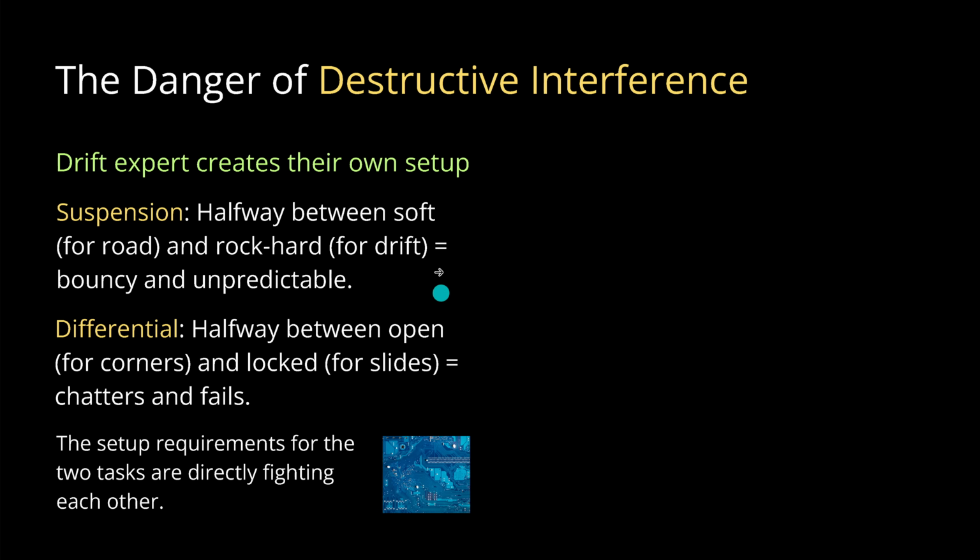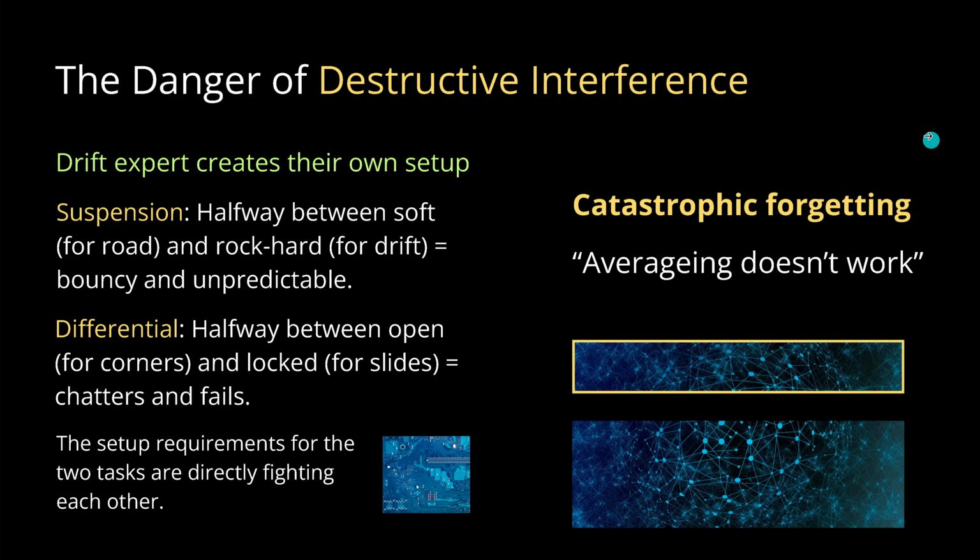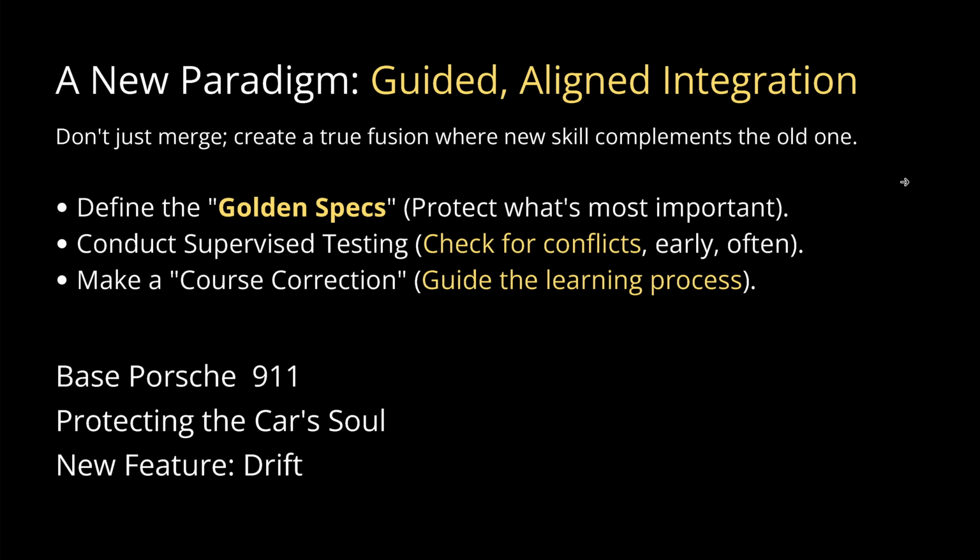So the setup requirements for the two tasks are directly fighting each other, because they want to modify the identical weight structure in the transformer layers. This is the analogy for AI training. It means what we have known for years, almost a decade: we have catastrophic forgetting if we continue training a vision language model on new data. Because simply averaging over the weight structure does not work. It does not work if you add or concatenate or whatever. You have to come up with a better solution. And this is now the content of this video.